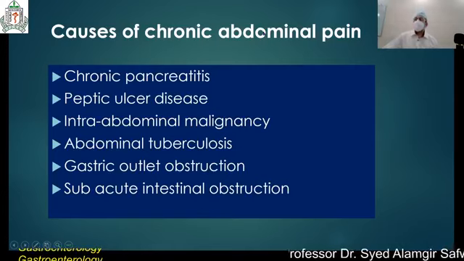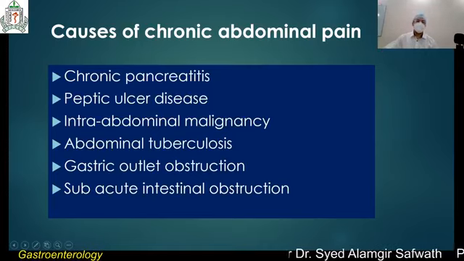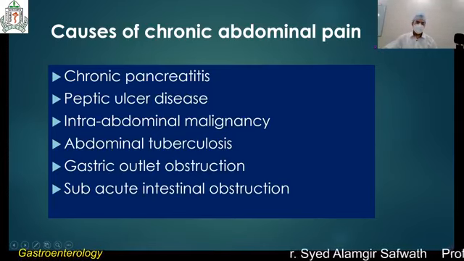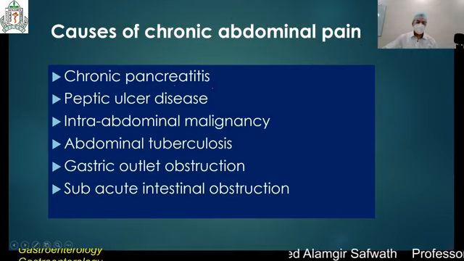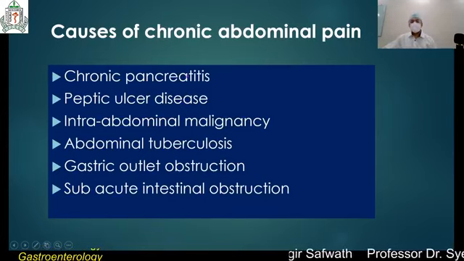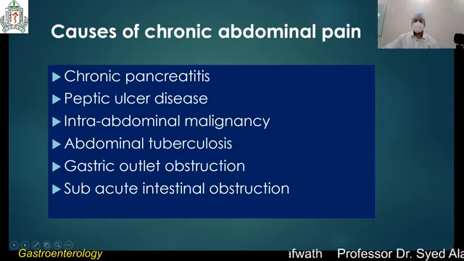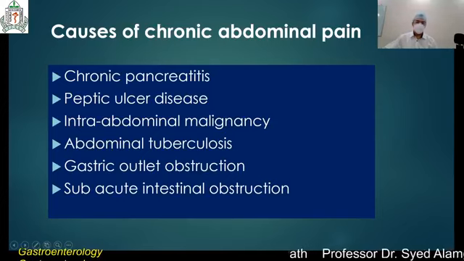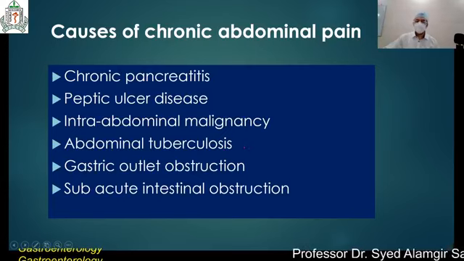So we were talking about acute abdominal pain. Now let us focus on some causes of chronic abdominal pain. Commonly we find chronic pancreatitis and peptic ulcer disease, because these diseases can make a person suffer for months or years. There may be intra-abdominal malignancy, which is also common. In abdominal tuberculosis, the patient suffers for several months.